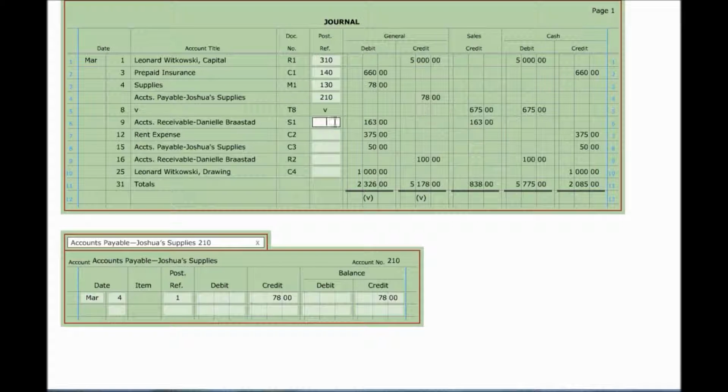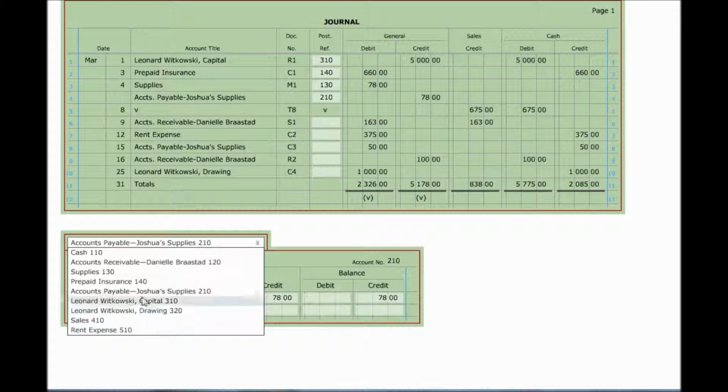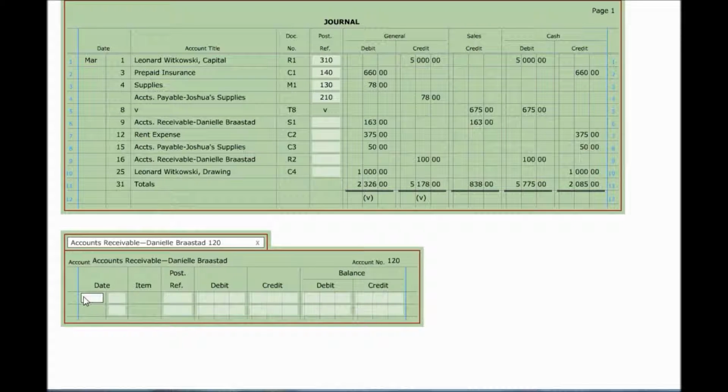We'll do one more here, and then I think my time's going to run out. I only have 5 minutes. Last one here, accounts receivable. We have the date, March 9, journal page 1. I debit the account for 163. That means the balance goes to 163.